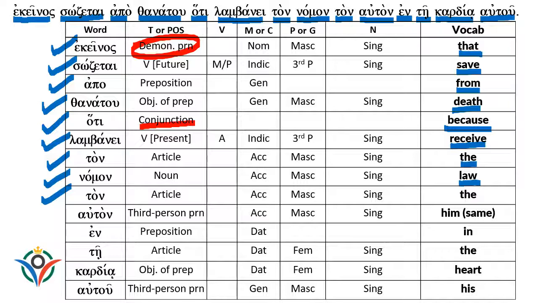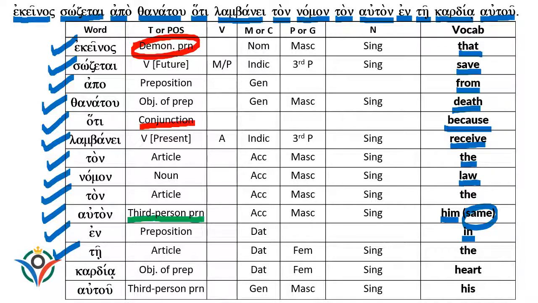We have ton again. Then we have auton. And there we have a third person personal pronoun. It's in the accusative case, masculine gender, singular. And there we know that our vocab tells us that this means him, but we're going to translate it as same, and I'll explain the reason in the next slide. Then we have en, another preposition. It takes its object in the dative case, so that's why we translate it with in.